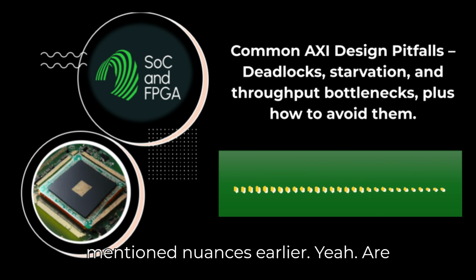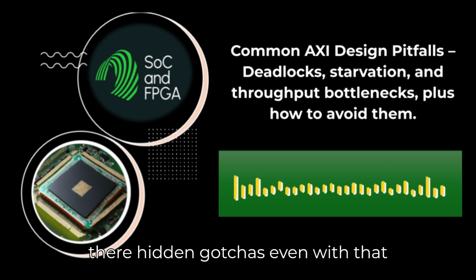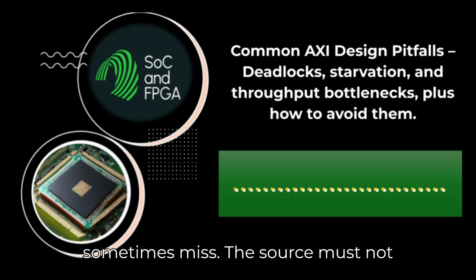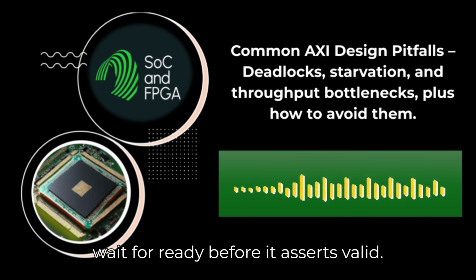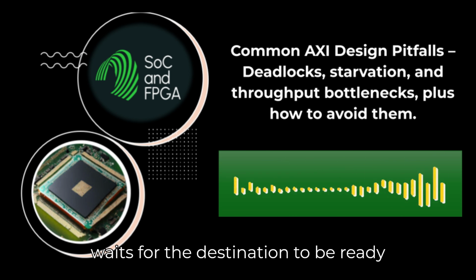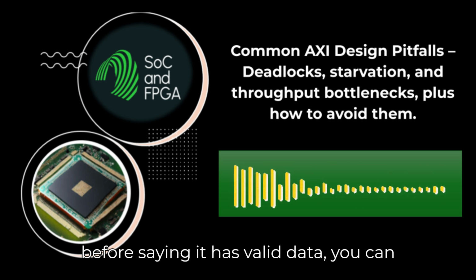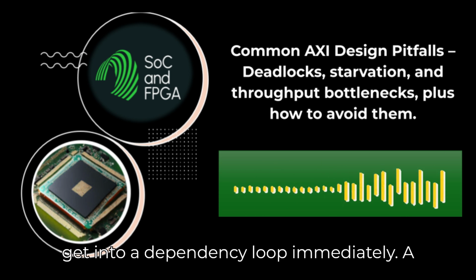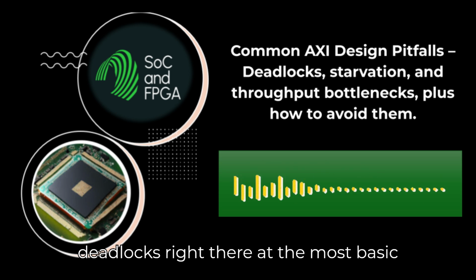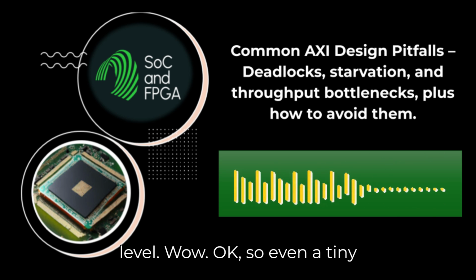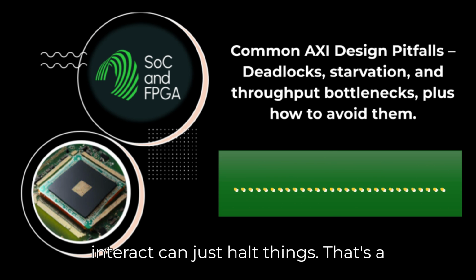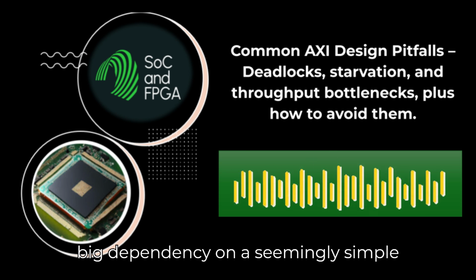But you mentioned nuances earlier. Are there hidden gotchas even with that simple handshake? Oh, absolutely. It seems basic, but there's a critical rule people sometimes miss. The source must not wait for READY before it asserts VALID. Wait, why not? That seems counterintuitive. Because if the source waits for the destination to be ready before saying it has valid data, you can get into a dependency loop immediately. A simple combinational loop, potentially. It can lead directly to stalls or even deadlocks, right there at the most basic level. Wow. So even a tiny timing mistake in how those two signals interact can just halt things. That's a big dependency on a seemingly simple mechanism.